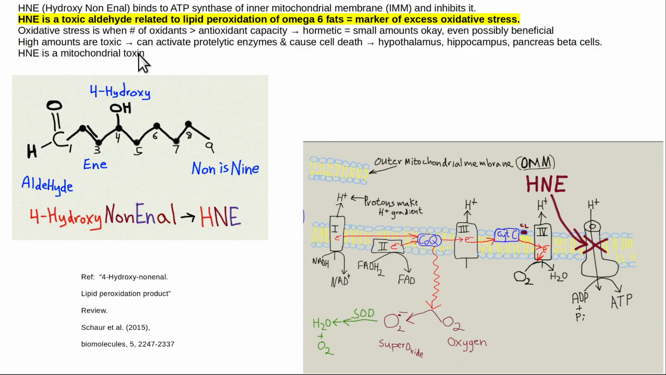When you hear the word oxidative stress, that means you've got more oxidants than antioxidant capacity. Small amounts can be hormetic, even beneficial, but when they're present in large amounts, they start to cause these cascading chain reactions that damage a lot of normal tissue. In particular, we're going to see that omega-6 cooking oil related hydroxynonenal can damage our hypothalamus hunger center, leading to difficulty controlling appetite. It can damage the hippocampus, leading to worsened memory and cognitive decline, and it can also damage the pancreas beta cells. Those are the ones that produce insulin, and damage causes insulin resistance and diabetes. This is a major thing: HNE is a mitochondrial toxin.